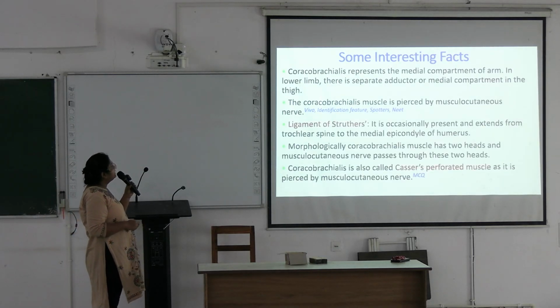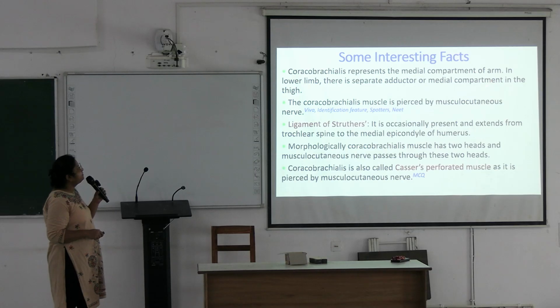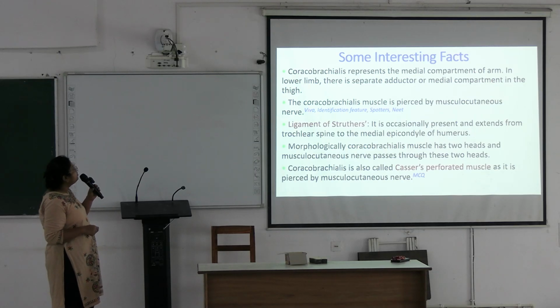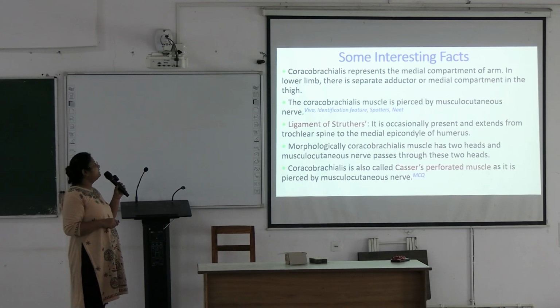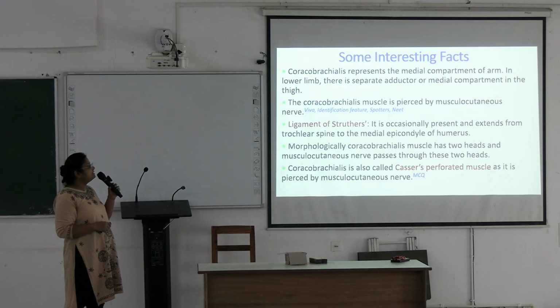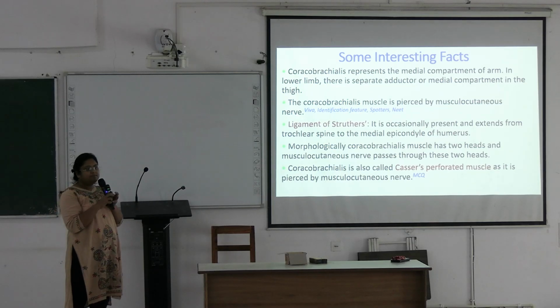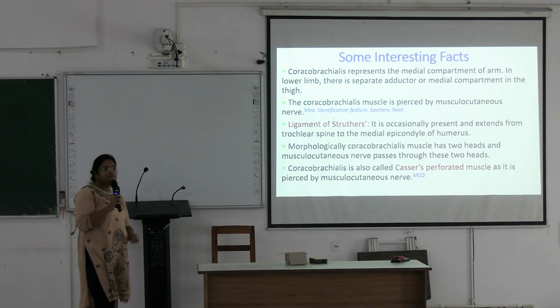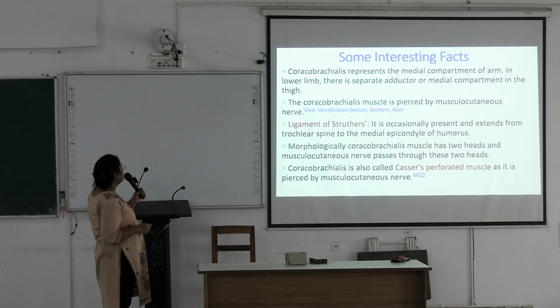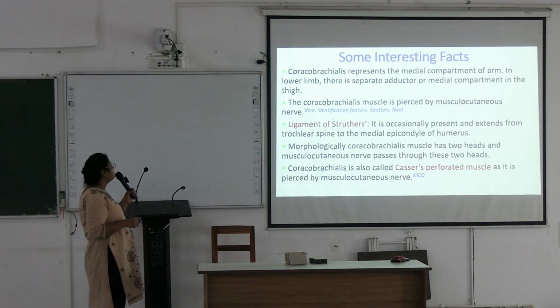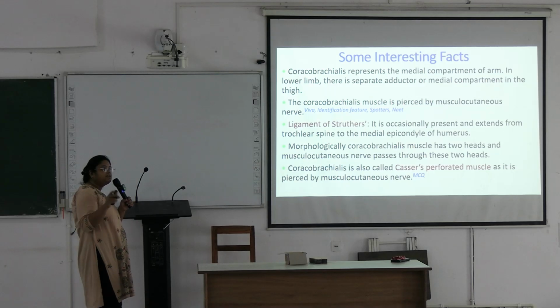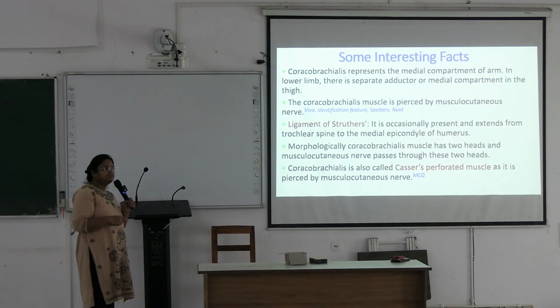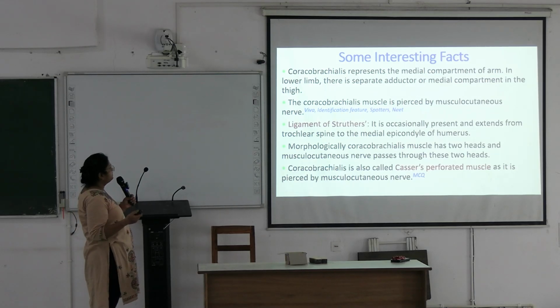Coracobrachialis represents the medial compartment of the arm, and in the lower limb there is a separate adductor or medial compartment in the thigh. In the arm there is no separate medial compartment. Only this muscle represents the medial compartment. The coracobrachialis muscle is pierced by the musculocutaneous nerve. That's how you identify the muscle, and the nerve also.